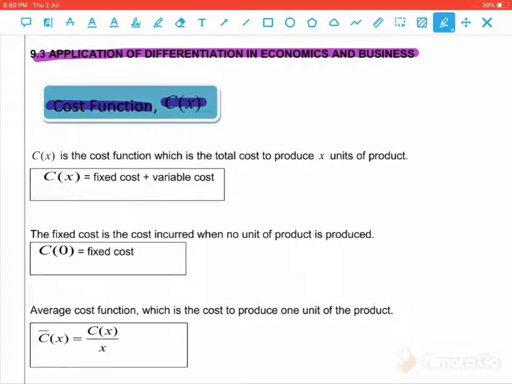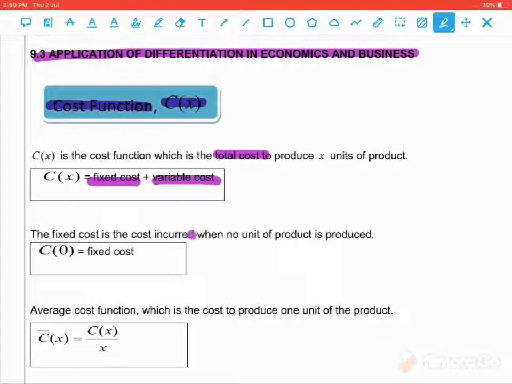C(x) is a cost function, which is the total cost to produce x units of product. This means the cost function consists of the fixed cost and variable cost. We can write C(x) is equal to fixed cost plus variable cost.